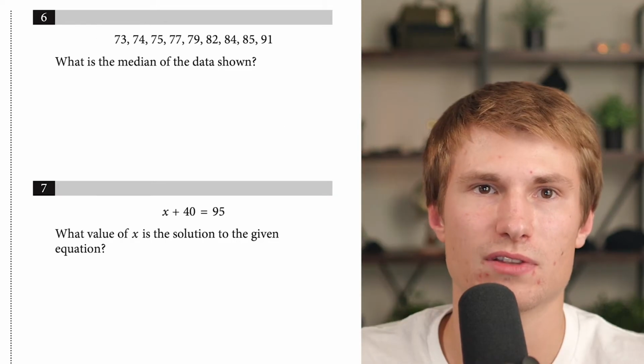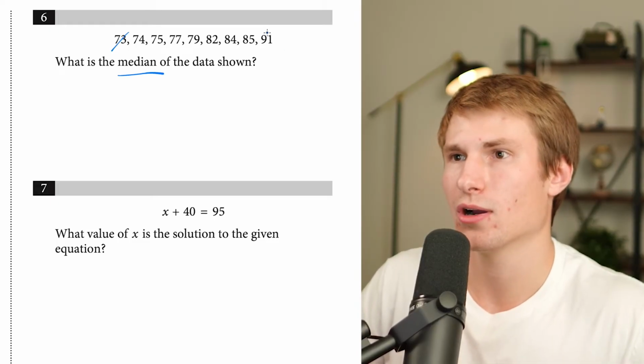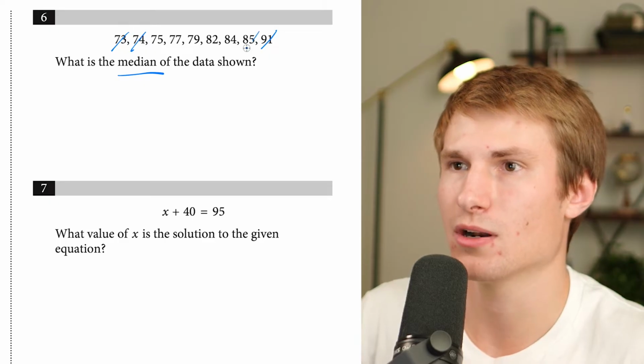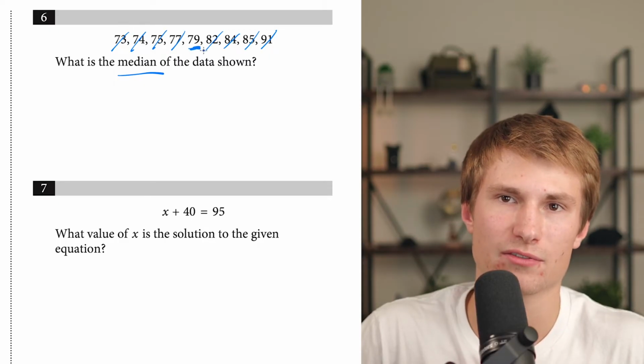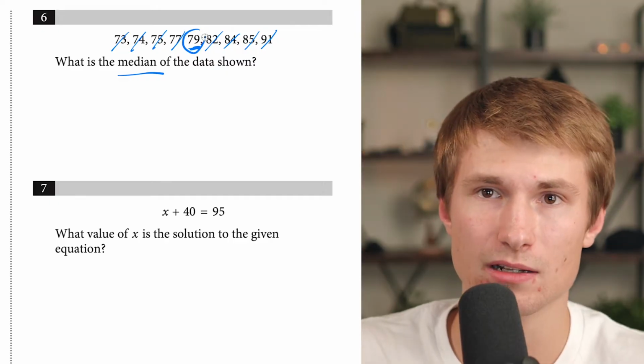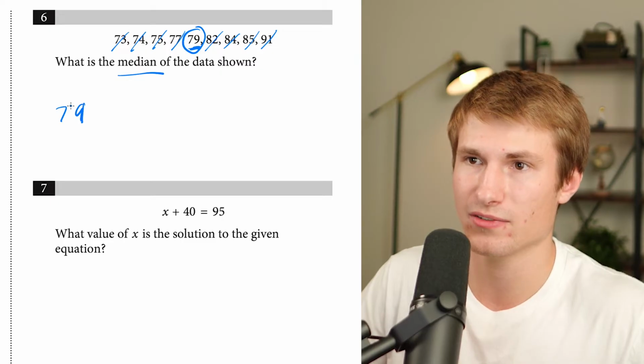All right, so we got question number 6. What is the median of the data shown? Okay, so median, that's going to be the middle number. So we start with our minimum, then our maximum, then our minimum, then our maximum, then our minimum, then our maximum, minimum, maximum, and we are left with our median. In this case, it's only one number since we had an odd total number of numbers. So our answer there is going to be 79.